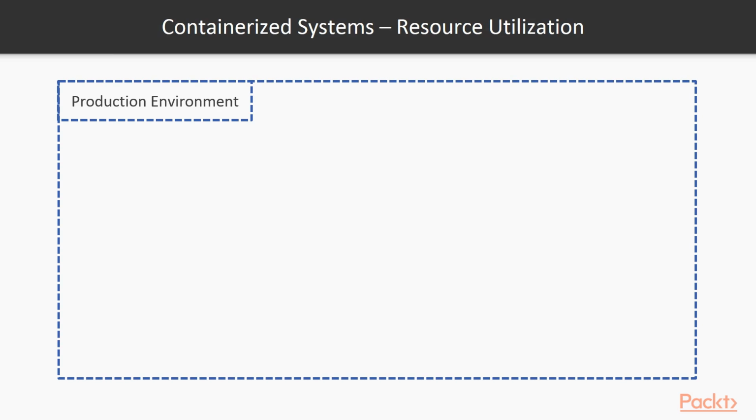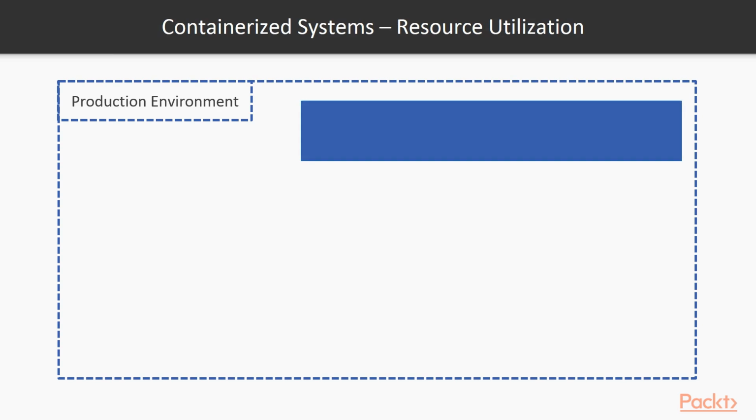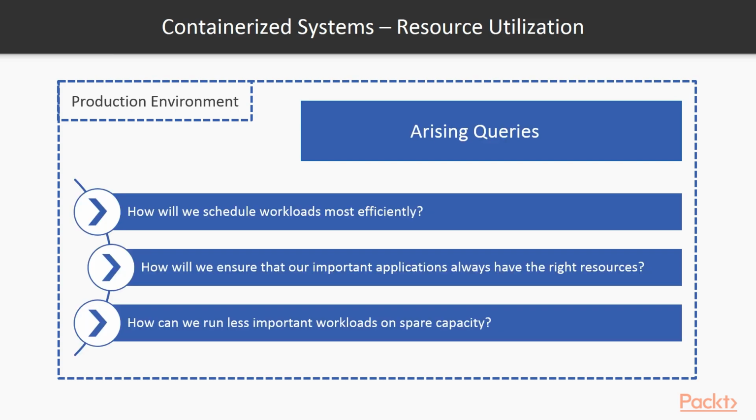Resource utilization is also a key. The small footprint of containers means that we can optimize our infrastructure for greater utilization. Extending the savings started in this elastic cloud will take us even further towards minimizing wasted hardware. How can we schedule these workloads more efficiently? How can we ensure that our important applications always have the right resources? How can we run our less important workloads on spare capacity?